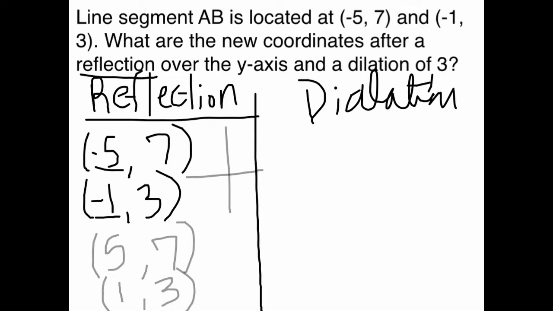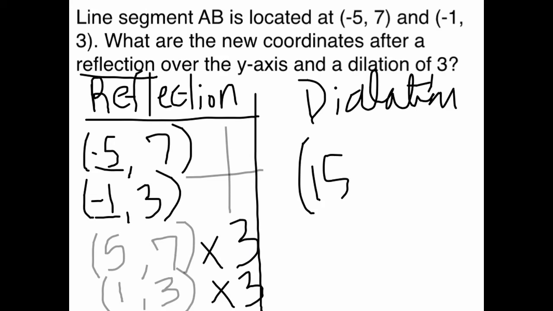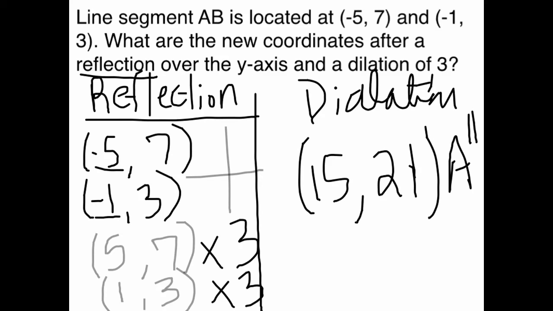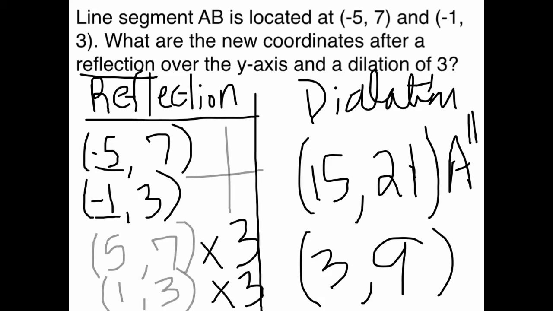Now, let's dilate these. Let's assume I'm dilating about the origin, which means I'm multiplying these values by 3. So my new coordinates: 5 times 3 is 15, and 7 times 3 is 21. So my new coordinates for A, this will be A double prime, will be 15, 21. Likewise, 1 times 3 is 3, and 3 times 3 is 9. So these are my new coordinates of my super duper long line segment.